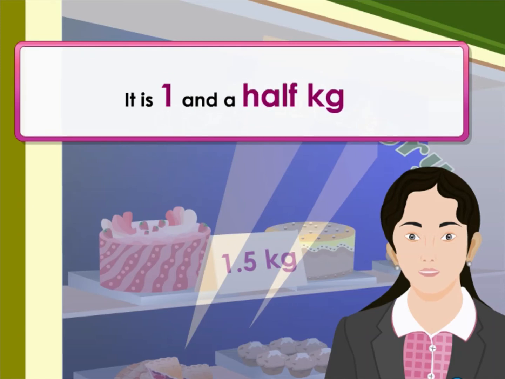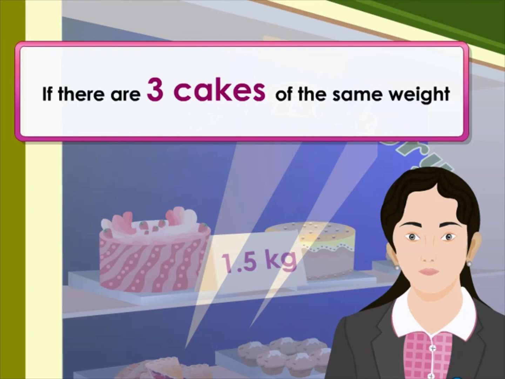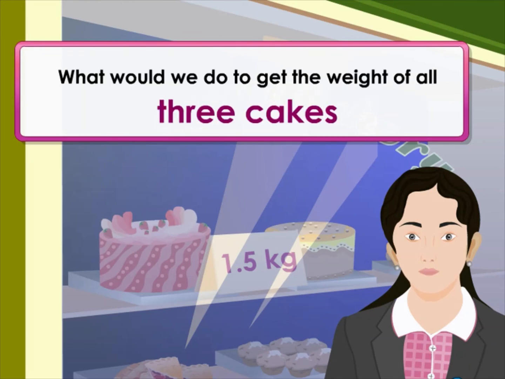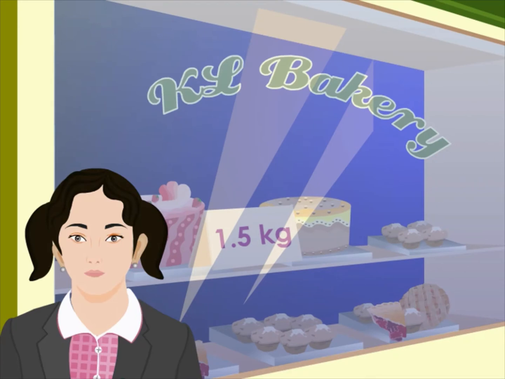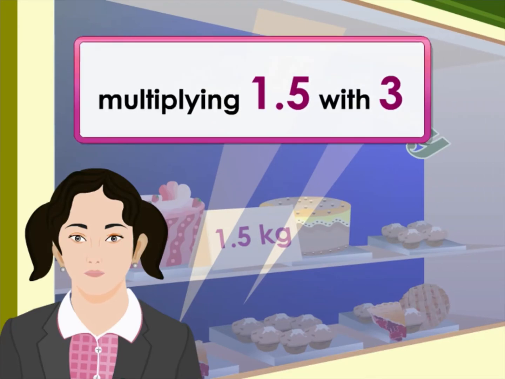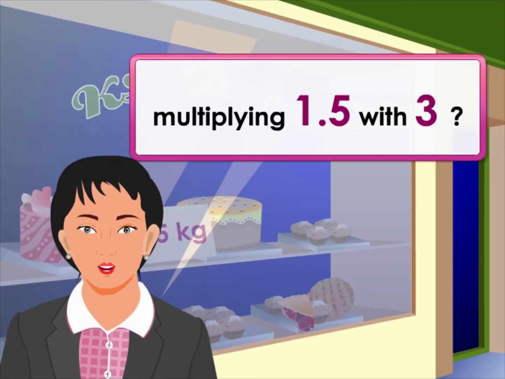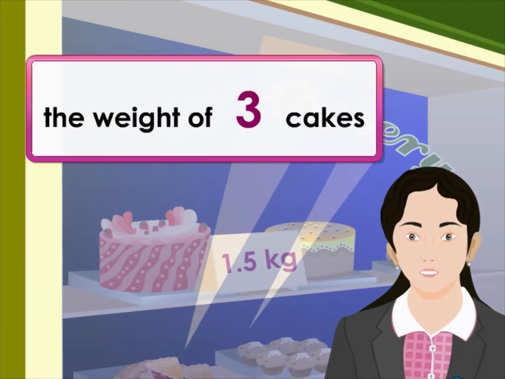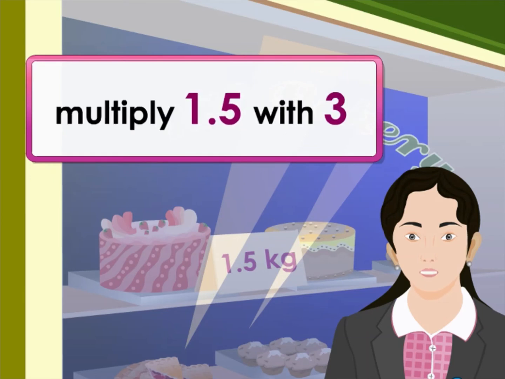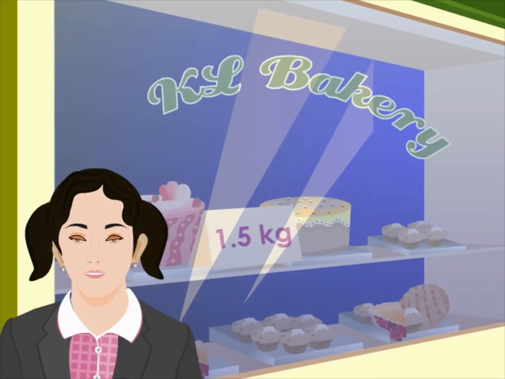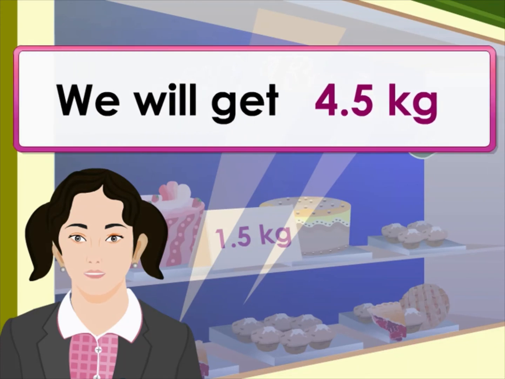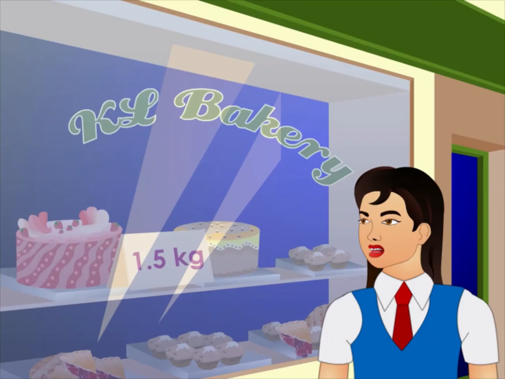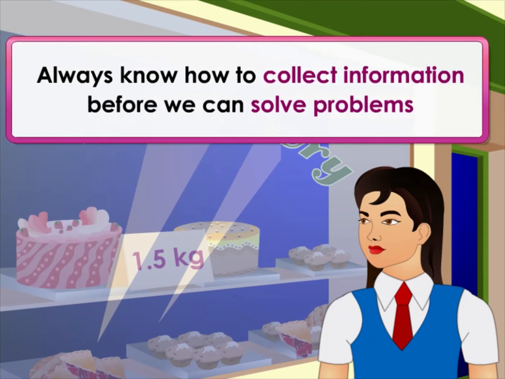We've learned decimals in school. If there are 3 cakes at the same weight, what would we do to get the weight of all the 3 cakes? That's easy. We just solve the problem by multiplying 1.5 with 3. We'll get the answer. How do you know? Why must we multiply 1.5 with 3? Well, Neeta, each cake is 1.5 kilograms, the weight of 3 cakes of the same weight, so we multiply 1.5 with 3. Yes, that's right. We'll get 4.5 kilograms. That was simple. Anyway, we must always know how to collect information before we can solve problems.